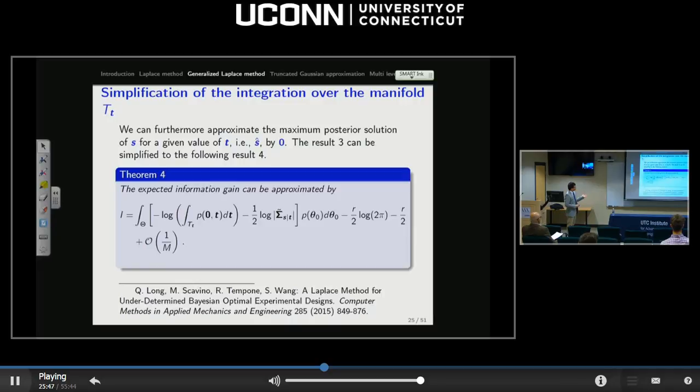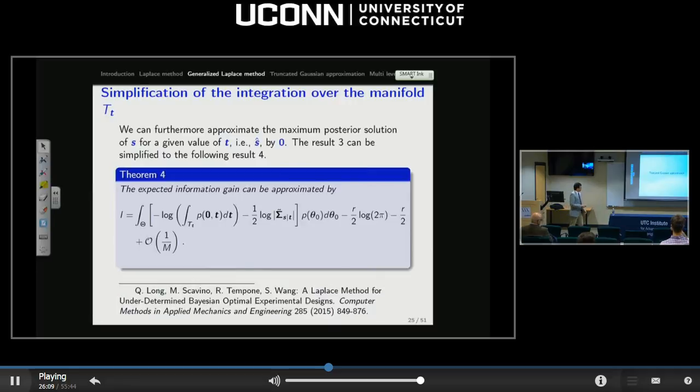And also in that case, you have a log of the prior, but here you have a log of the integration of the prior on the underdetermined manifold. You can linearize the manifold, and approximate this prior on the manifold. And in practice, the error is very small.